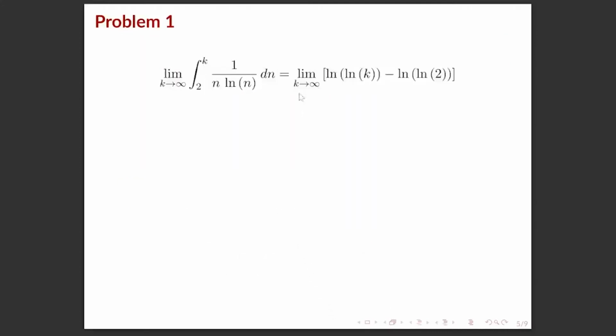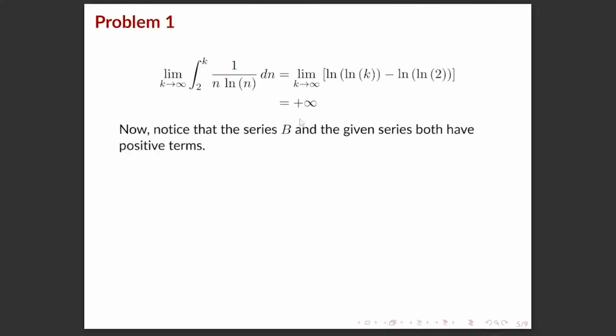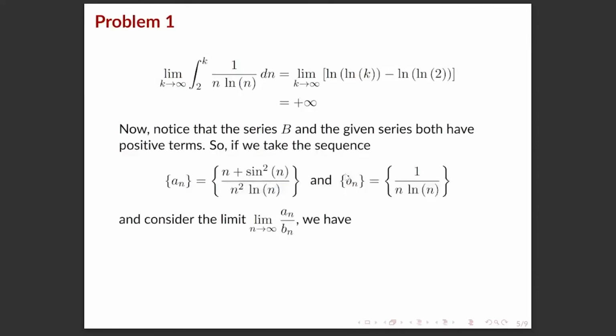So verifying this limit, we can see that it's equal to positive infinity. So we can tell that this series is divergent. You notice that both series have positive terms. So now we can apply the limit comparison test. So now we consider the limit of a sub n over b sub n.